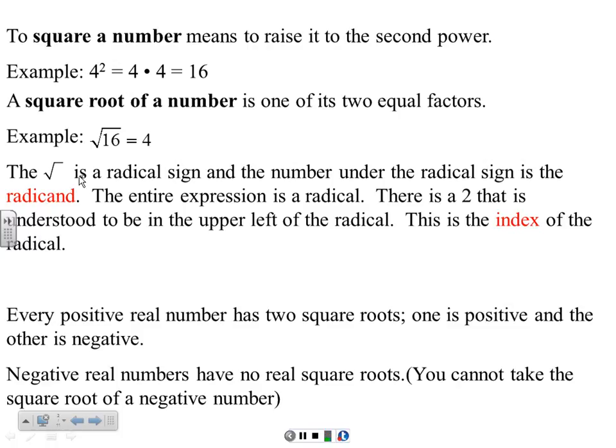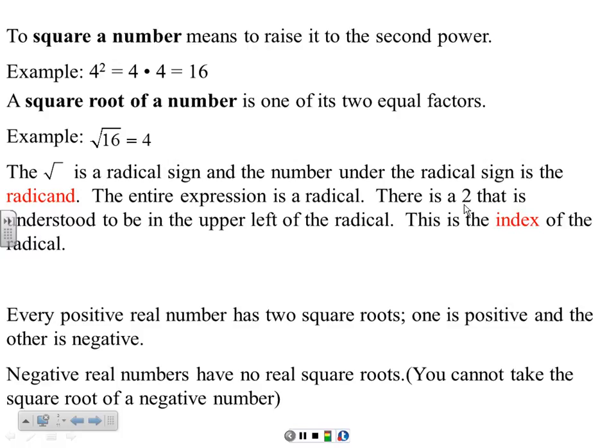Some terminology that you're going to hear me talk about in this section and for the remainder of the chapter. When you see this symbol, this is a radical symbol. The number underneath the radical sign is called the radicand. So for example here, the whole thing is called a radical expression. The number underneath, the 16, is your radicand. The entire expression is a radical.